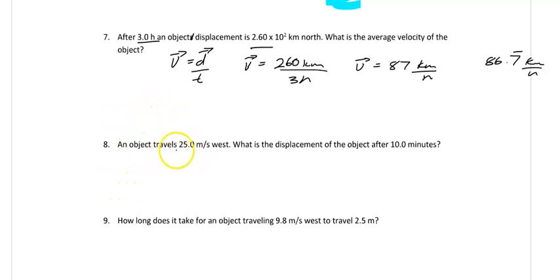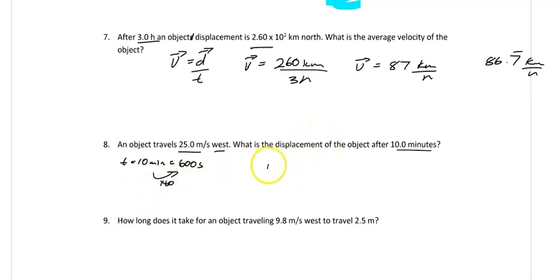Taking a look at number 8, we've got something traveling at 25 meters per second west. What's the displacement after 10 minutes? Now here we're mixing seconds and minutes, and we can't be mixing seconds and minutes. It's probably easier for us to change that time of 10 minutes into 600 seconds, and we do that simply by multiplying by 60 because there's 60 seconds in a minute.